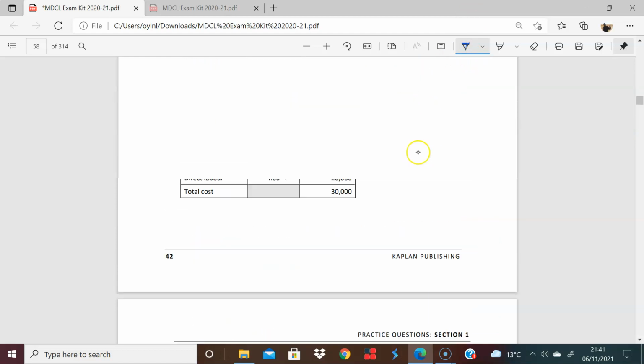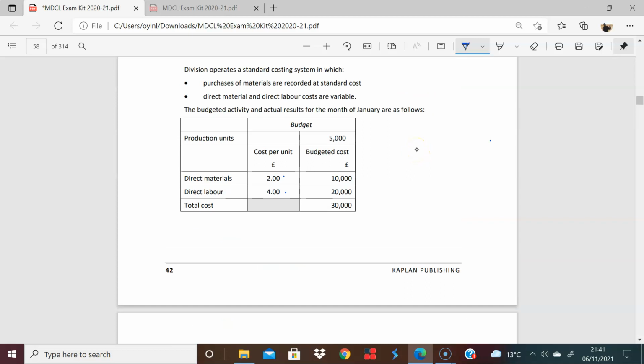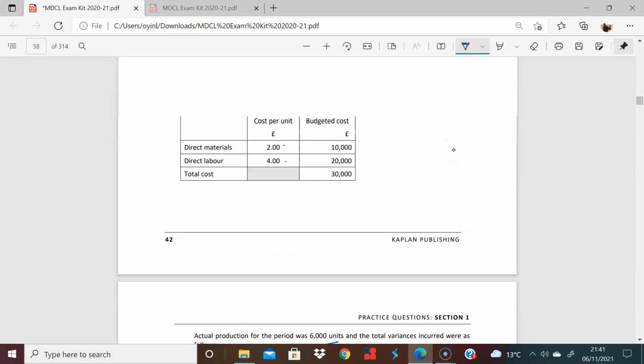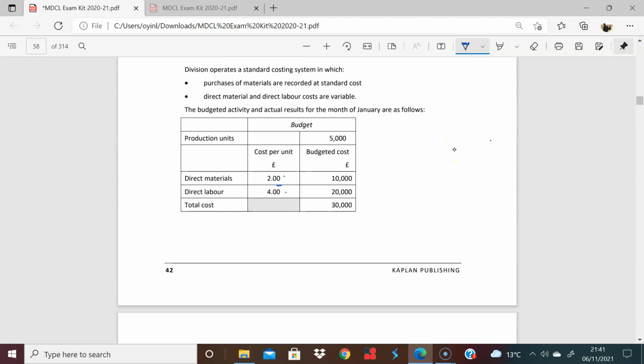So the first thing I want to highlight here, because I just read the question and I've worked through the question, is that the standard cost, if you like, of making these 6,000 units, right? Because the standard cost is £2 a unit. And so therefore for 6,000 units, the standard cost is £12,000. That's what I'm expecting to spend.